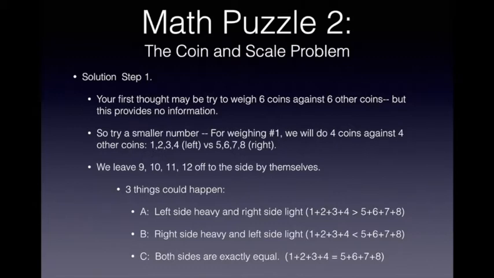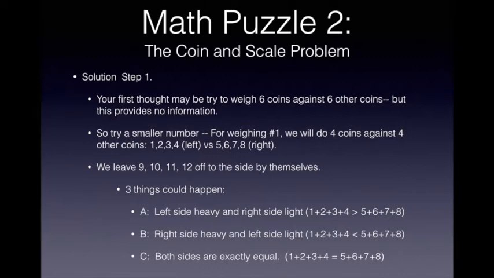So the first thing that you may have tried is splitting the coins in half and weighing 6 coins against 6 coins. And if you've tried that, what you notice is that you don't get any new information. Sure, one half of the scale goes up and the other half of the scale goes down, but all you know is that either one of the 6 coins on the left is too heavy or one of the 6 coins on the right is too light.